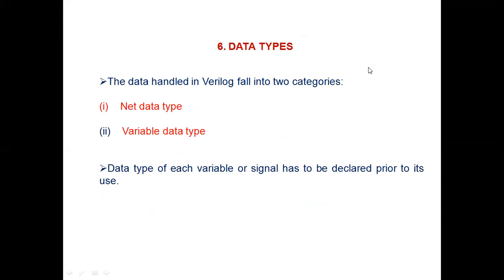So what are the data types? In Verilog, we have two types of data types: net data type and variable data type. How many? Two data types. First one net data type, second one variable data type. One thing you have to remember is that the data type of each variable or signal has to be declared prior to its use. Before using it, you have to declare what data type it is.